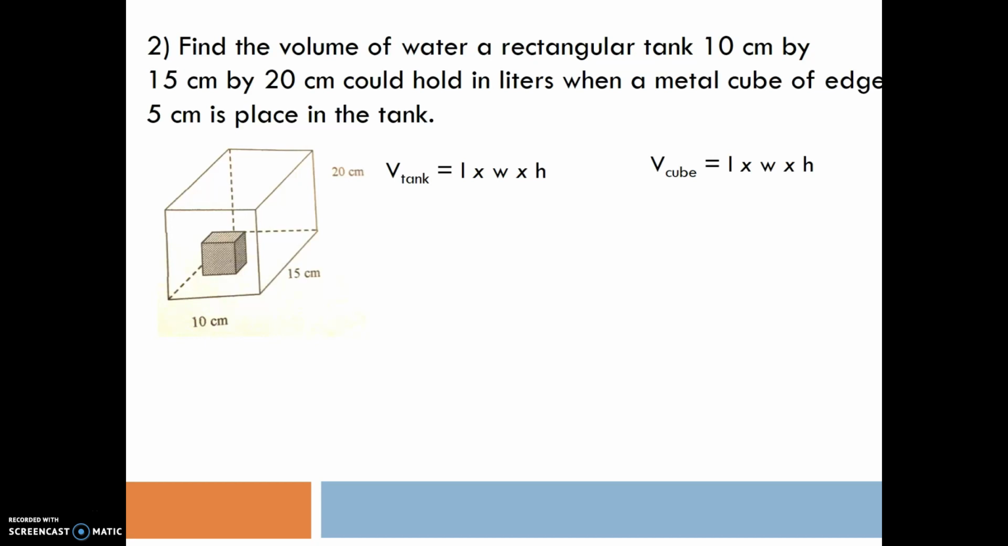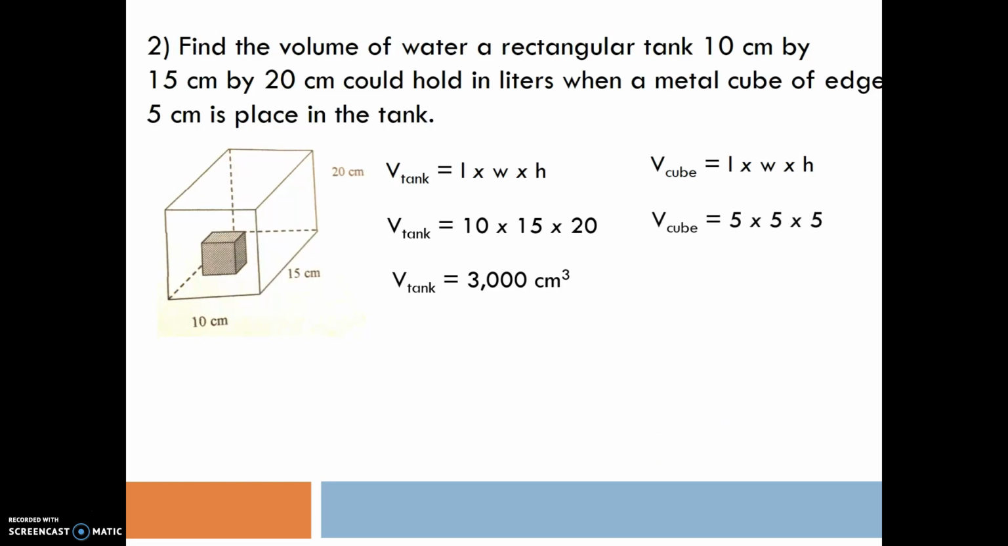We've got V and then subscript tank, and it's important that you use subscripts when you're writing your formulas so that you can keep your work straight. And we'll fill in our variables, 10 times 15 times 20, and you already know the answer because we just did it in the last problem. The volume of the tank is 3,000 centimeters cubed.